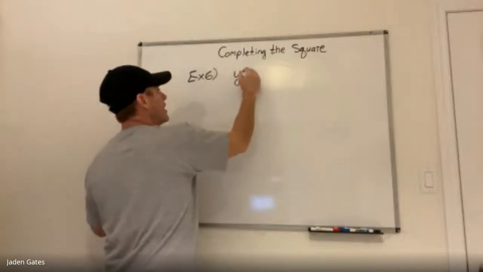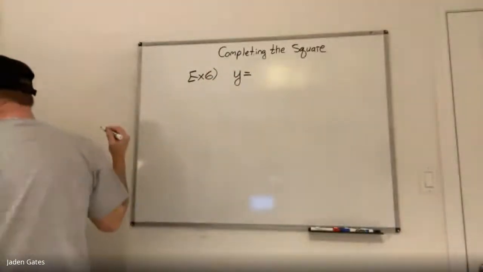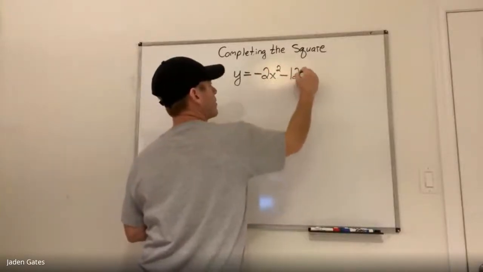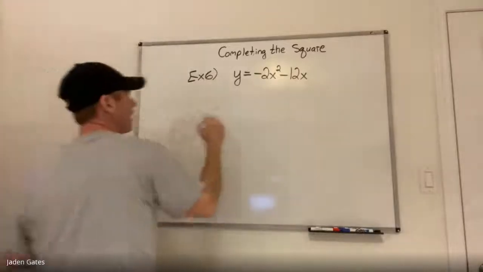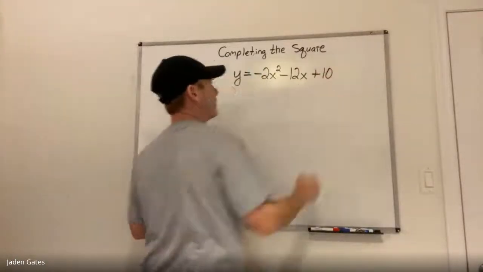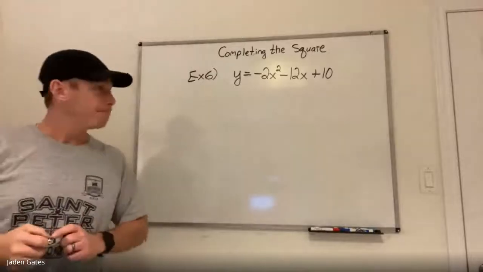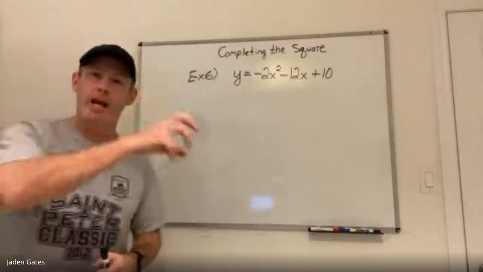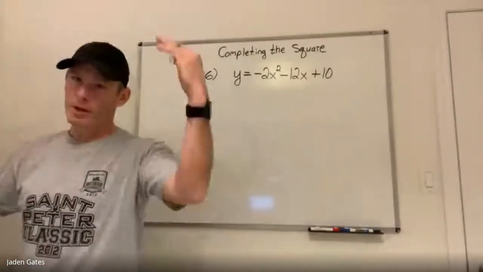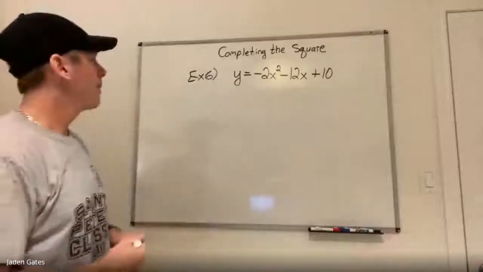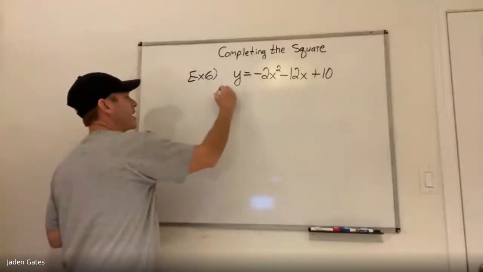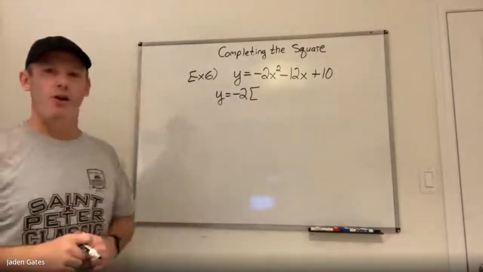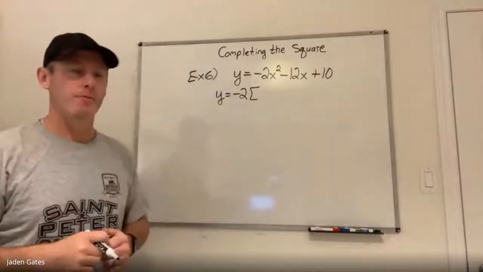This time I got y equals negative 2x squared minus 12x plus 10. There we go. So once again, I got a negative 2 in front of the x squared. It's not a 1. So I'm going to have to take the negative 2 out, first step, complete the square, put it back in. All right, so by taking the negative 2 out, that means I am factoring out a negative 2 from every term. In other words, I'm going to divide every term by negative 2.